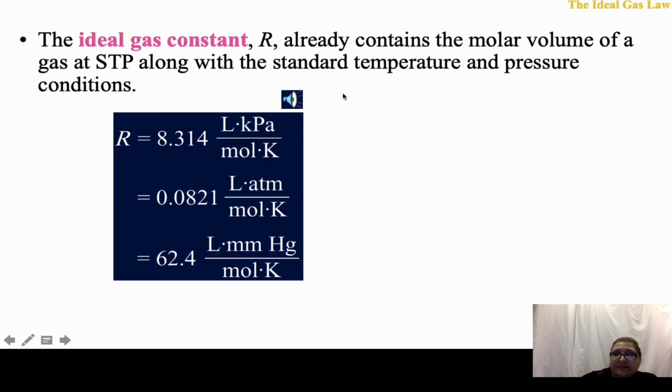The ideal gas constant, R, already contains the molar volume of a gas at STP along with the standard temperature and pressure conditions. There are three values depending on the pressure. If the pressure is in kilopascals, then you use 8.31. If it's atmospheric pressure, then it's 0.08. And if it's millimeters of mercury, then it's 62. We don't use that often, but mostly the atm, but we have an example that uses kilopascals.